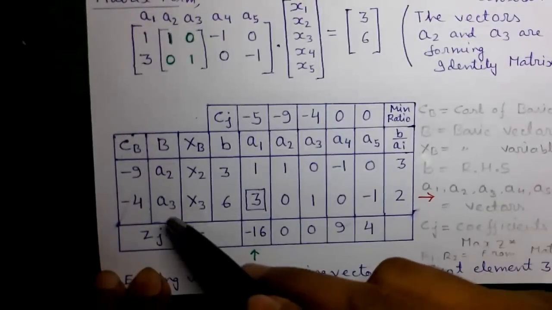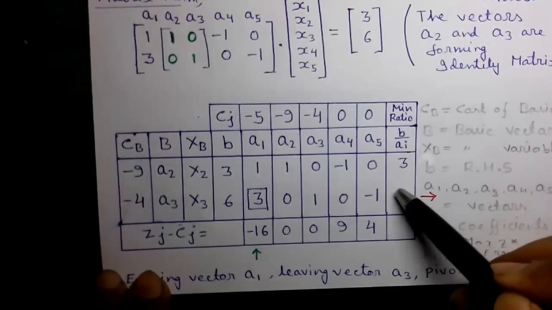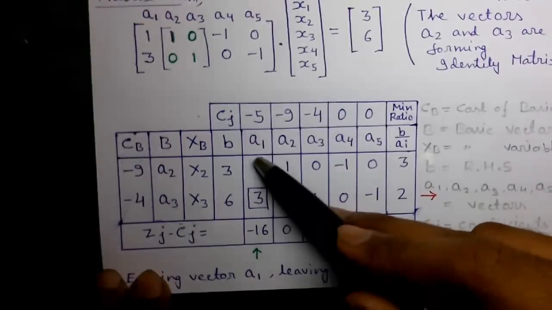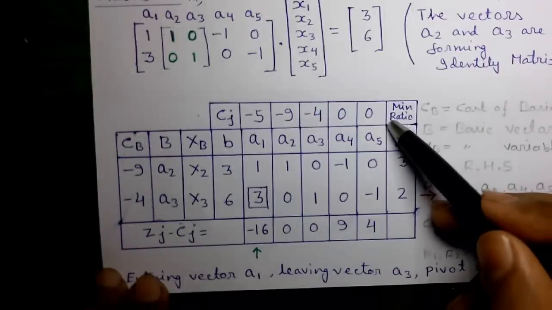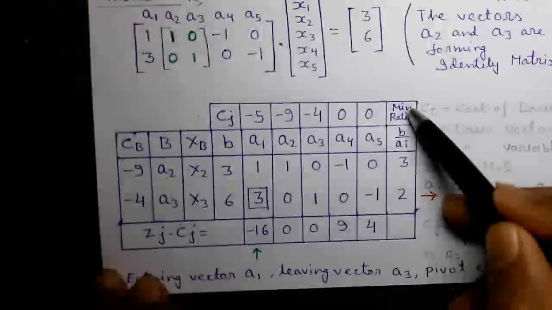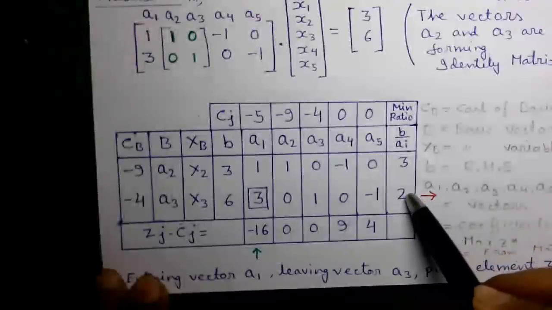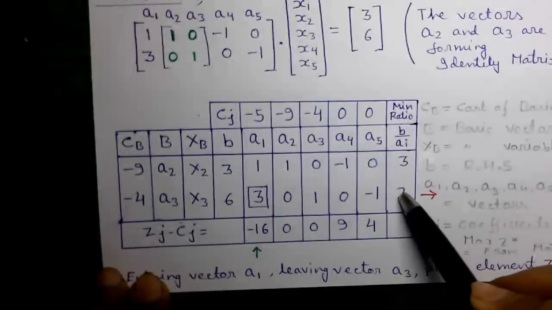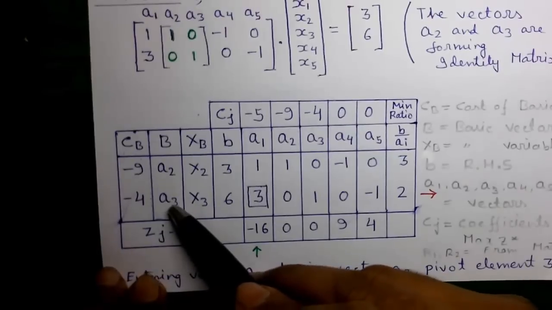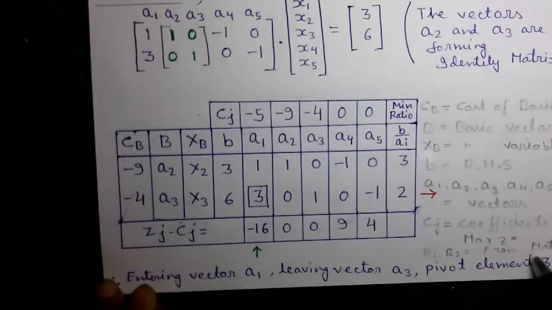And continue the operation if you have more rows in the simplex table, and you cannot do the division operation if the AI value in this column is negative. Next, find out the minimum value in the min ratio column. That's why it's called min ratio. So the minimum value between 2 and 3 is 2. So we'll write an exiting arrow next to this 2, and this 2 belongs to the A3 vector. So our entering vector is A1 and the leaving vector is A3, and the pivot element is 3.